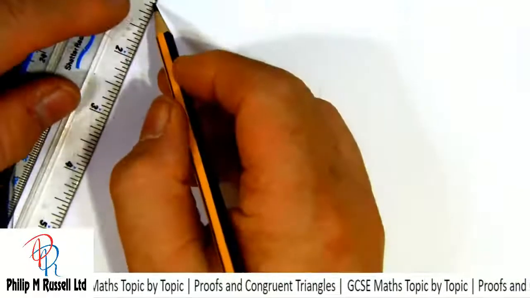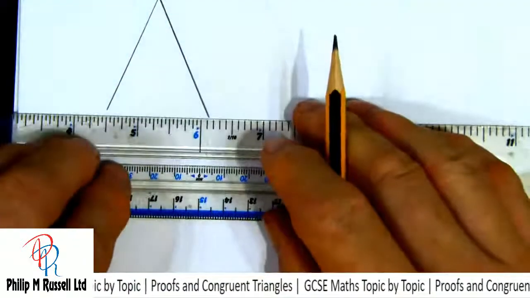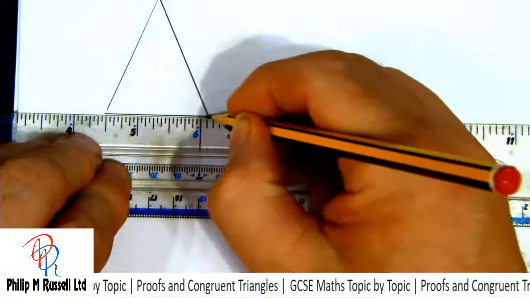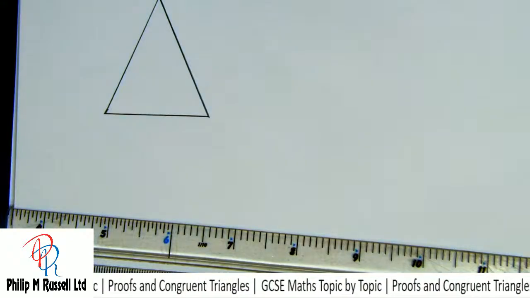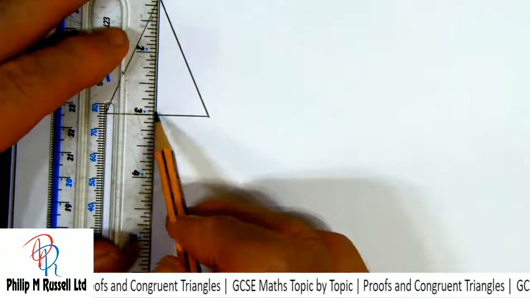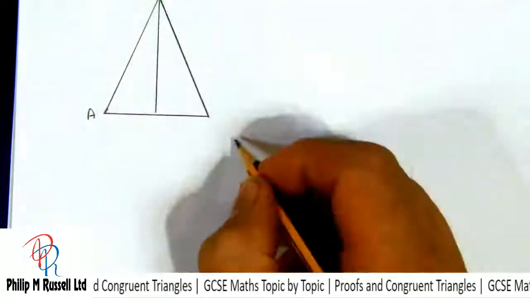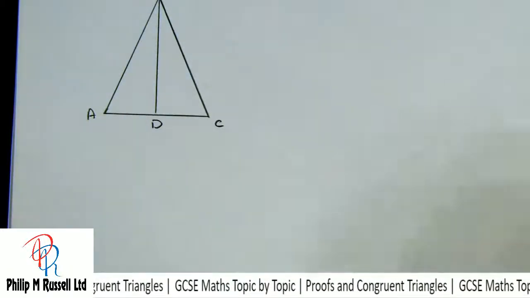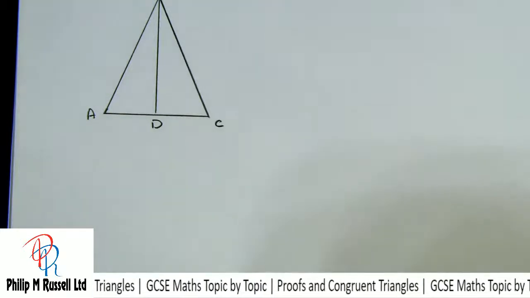Another type of triangle which is very common to do is this type of triangle where we've got something that is isosceles. So I've got an isosceles triangle and I've got to prove that these two triangles, so let's have A, B, C, D, are congruent to one another. Okay, let's see what we can come up with.